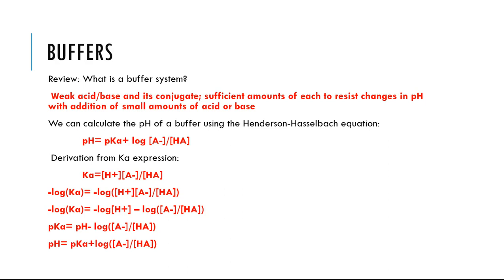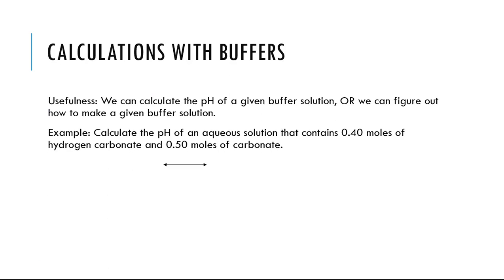So, let's look at the usefulness of this. We can calculate the pH of a given buffer solution, which is relatively useful, or we can figure out how to make a given buffer solution. So let's say I need a buffer solution of pH 5.7. I can figure out what concentrations I would need for the conjugate and the original weak acid to do that.